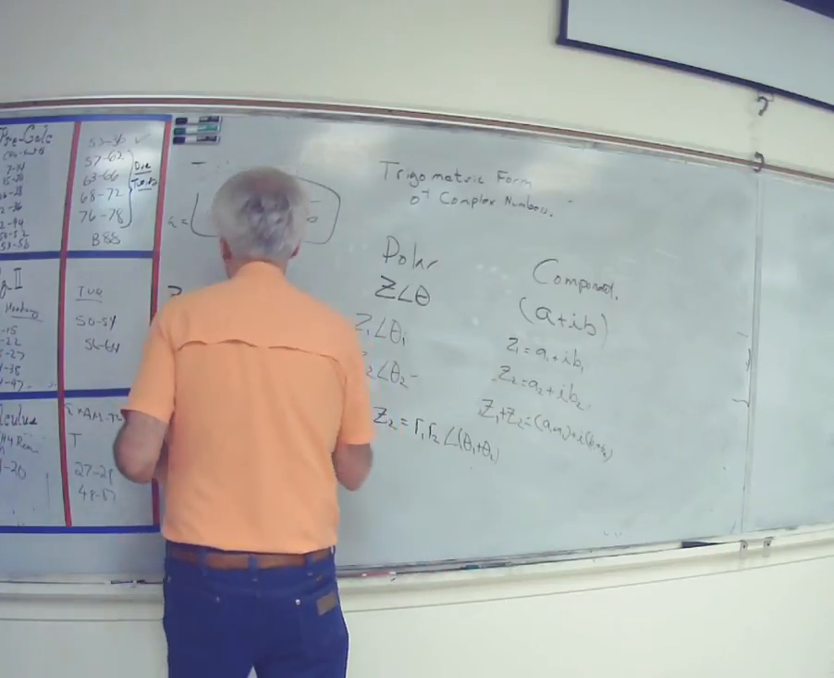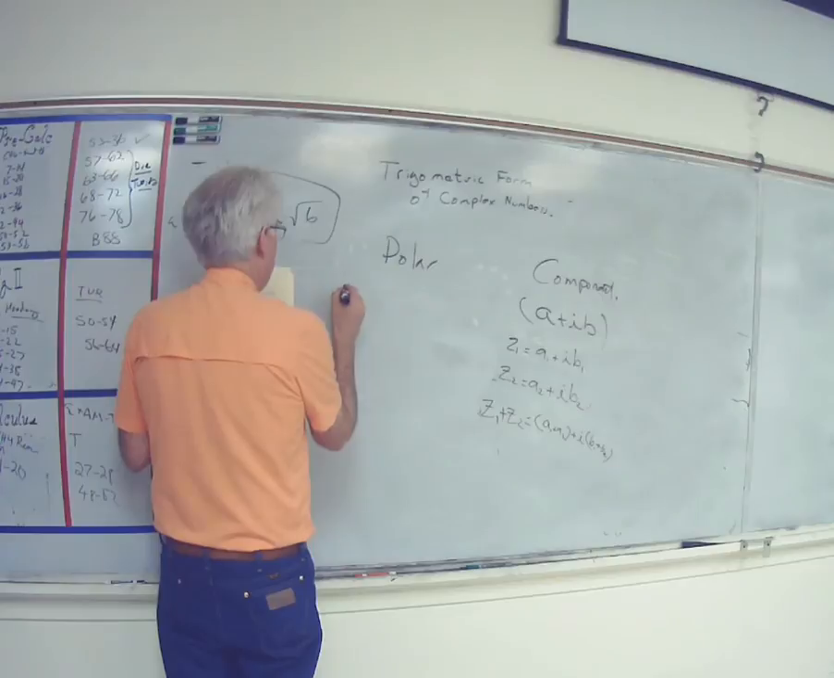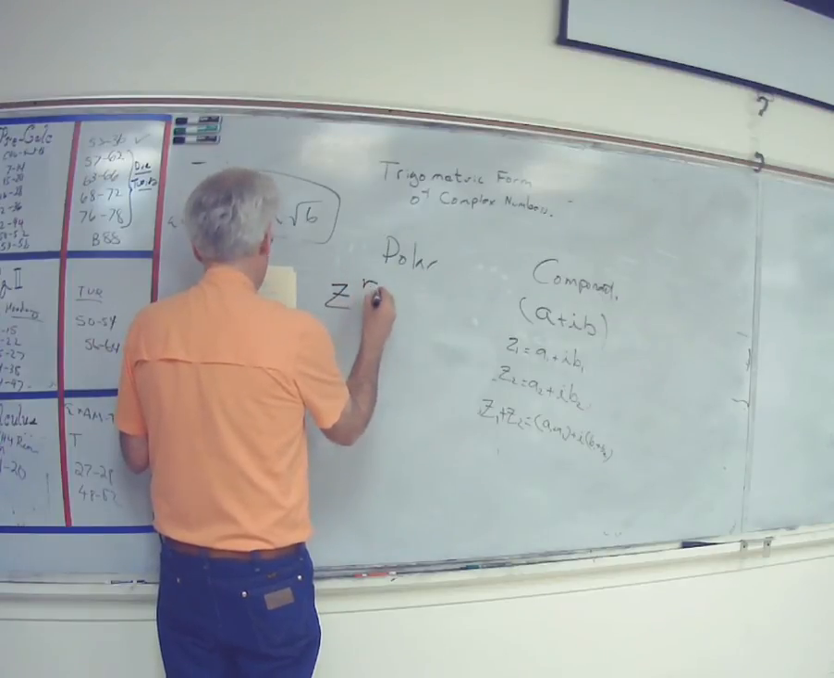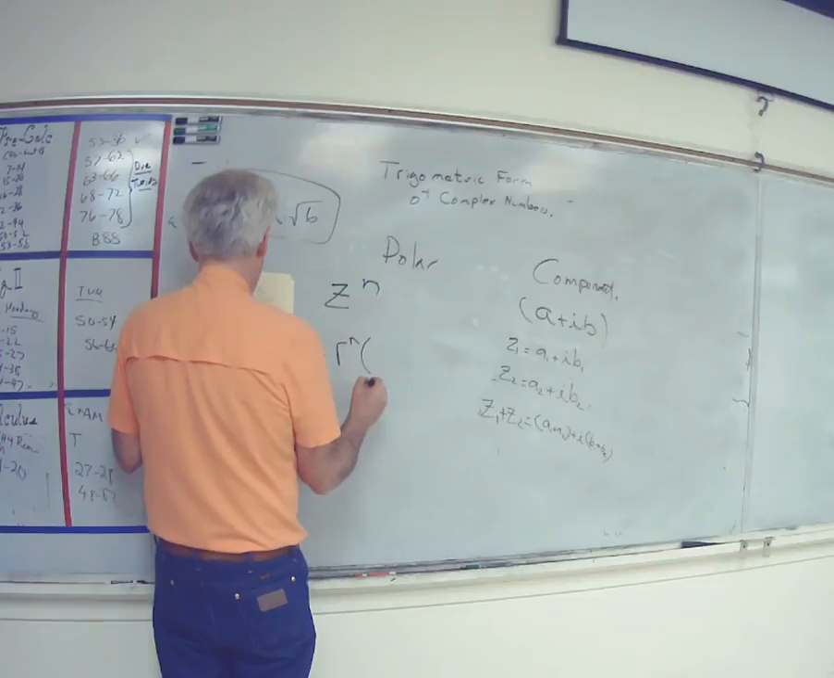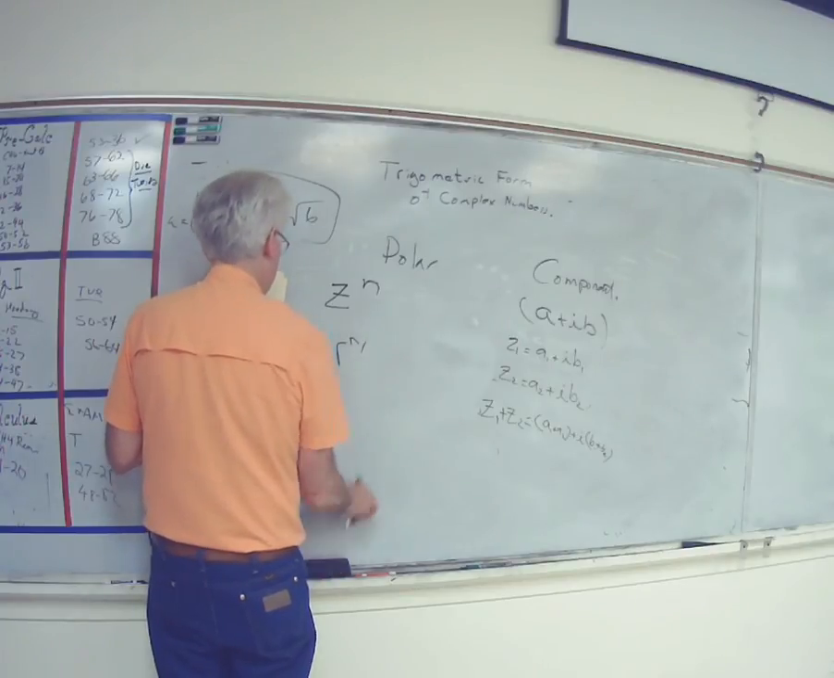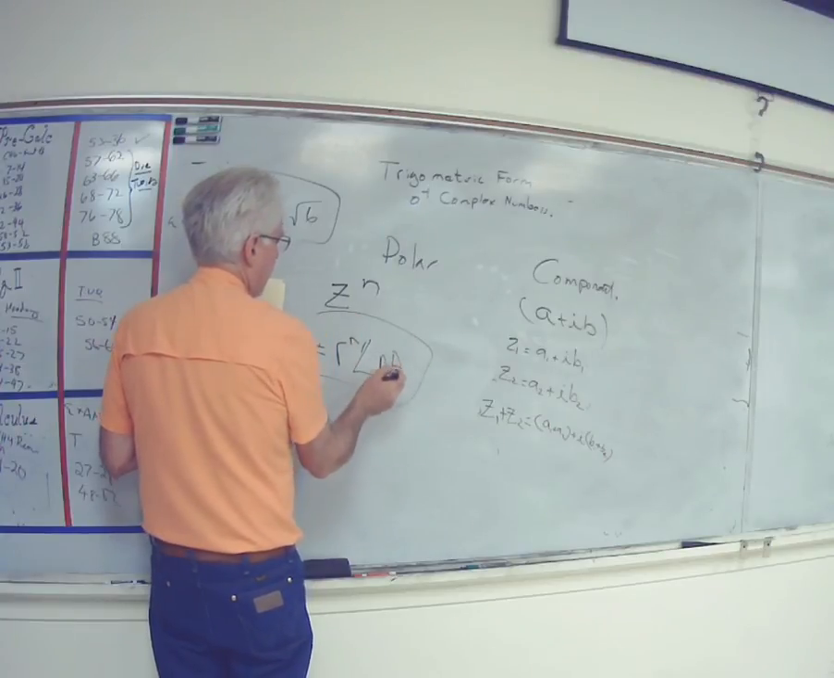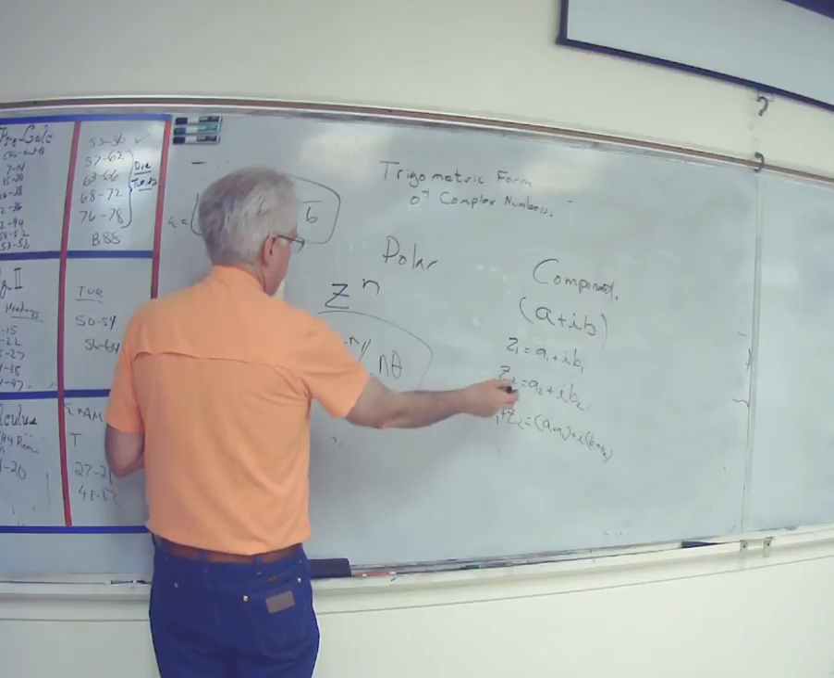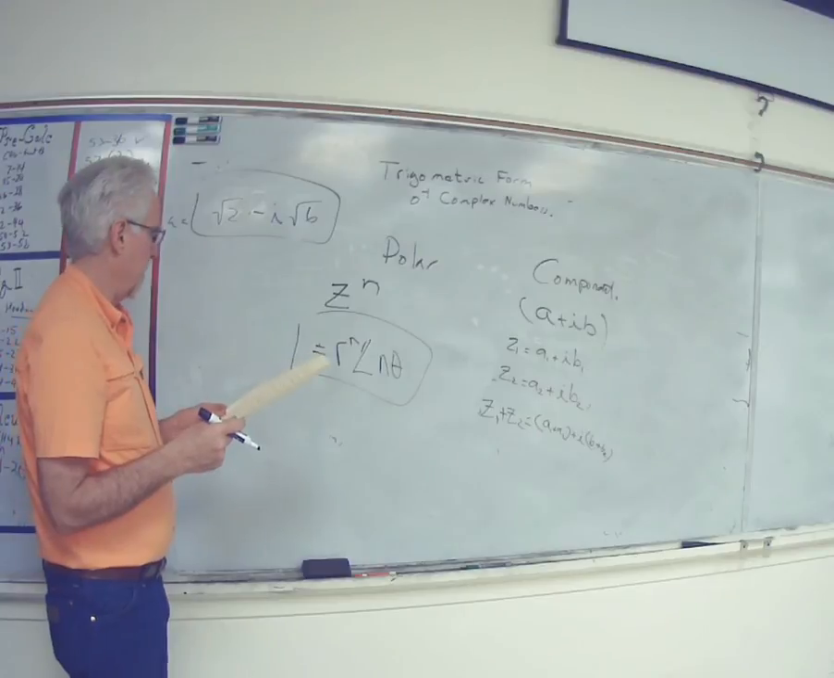Okay, then there's just one more. If you go to a power, like if I have in polar form z raised to the n power, that's equal to r raised to the n, and the angle is n times theta. Because it's kind of like you're adding theta plus theta plus theta, n times. So z to the n is r to the n at an angle of n theta.